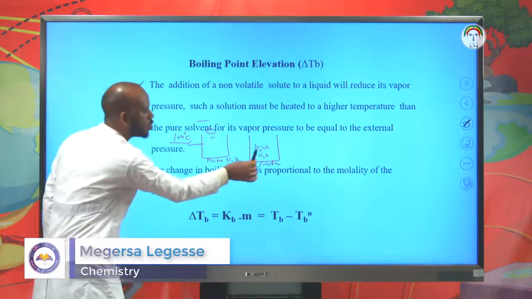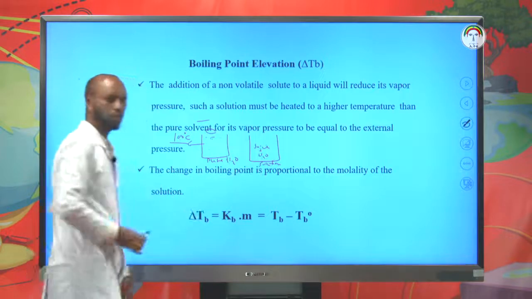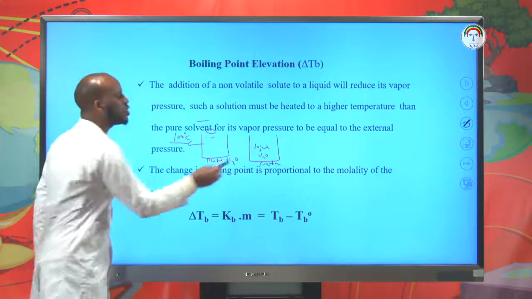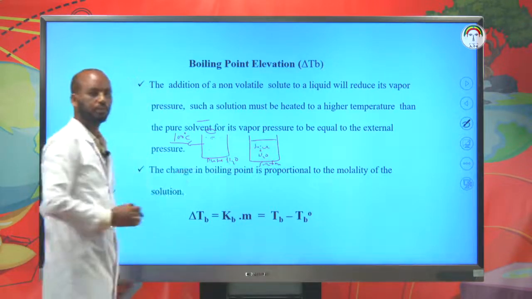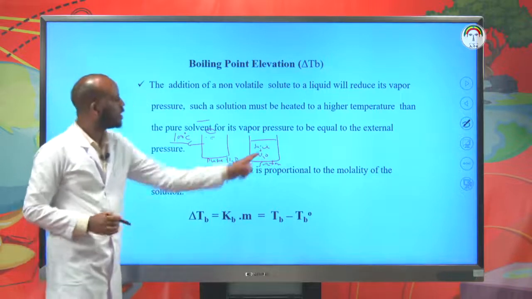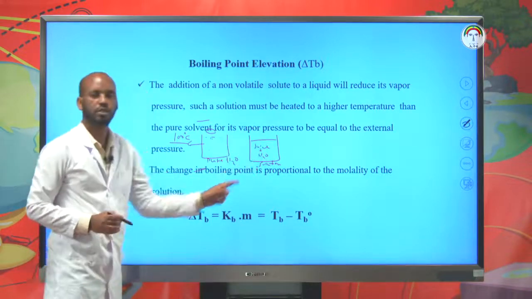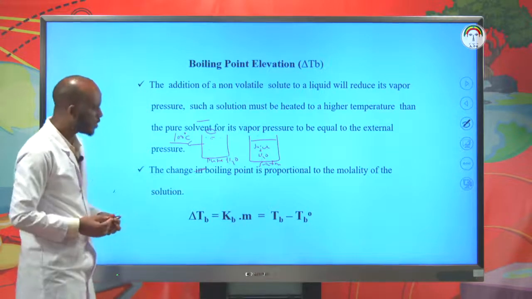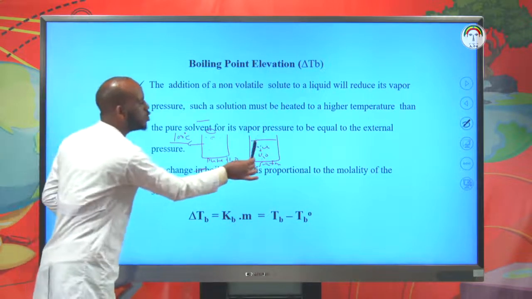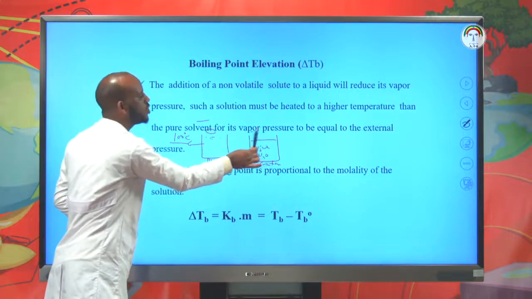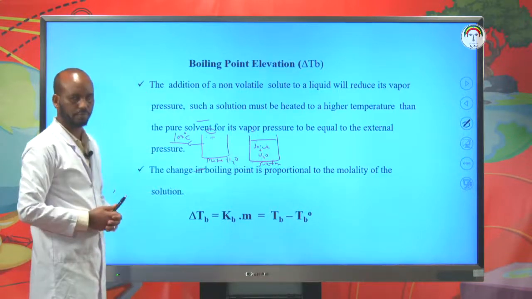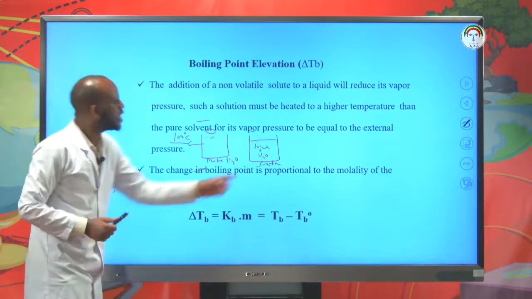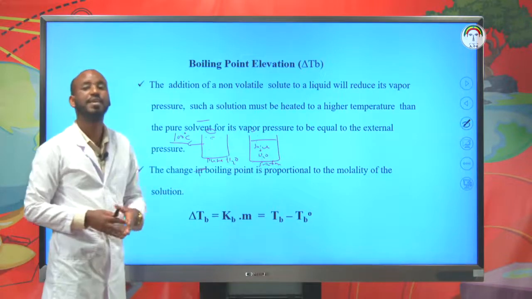Addition of a solute into a solvent lowers its vapor pressure. Therefore, this solution must be heated to a higher temperature so that the vapor pressure of this solution equals its external pressure. Boiling point of this solution is elevated.